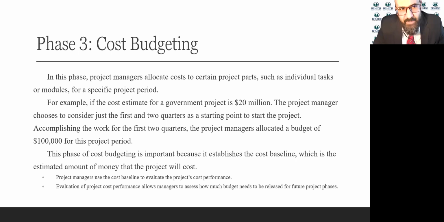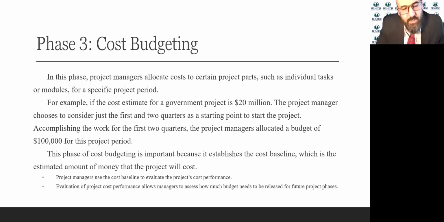Now, moving into phase 3, which is cost budgeting. In this phase, the project managers have to allocate the cost. What does that mean? They have to release some of the money to a certain project part, such as individual tasks or modules for a specific project period.